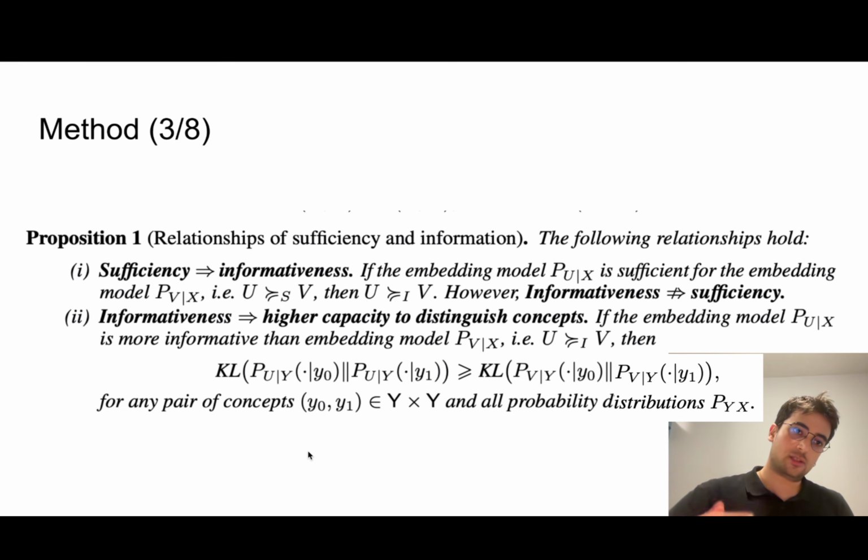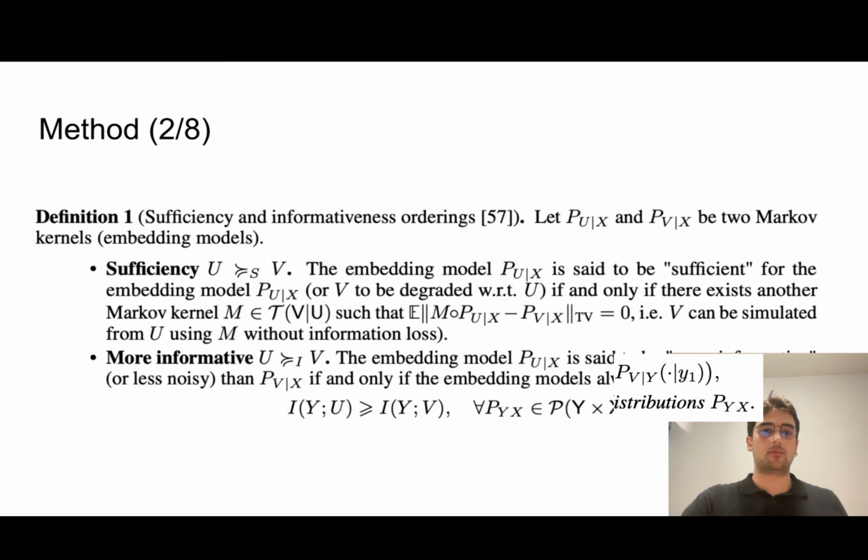So one proposition by the authors, or the relationship of sufficiency and information, is: if it's more sufficient, then it's more informative. So if you can create, let's go back, if you can create the V embeddings from U embeddings with just a Markov kernel, you can say that U is more informative than V. It has more information because U can perfectly simulate V, right?